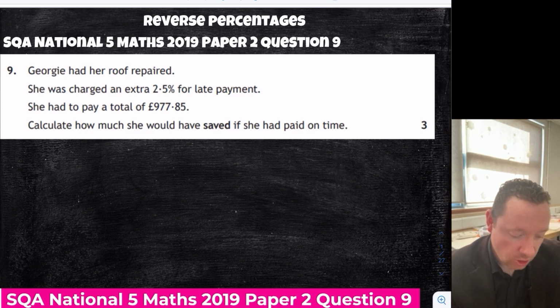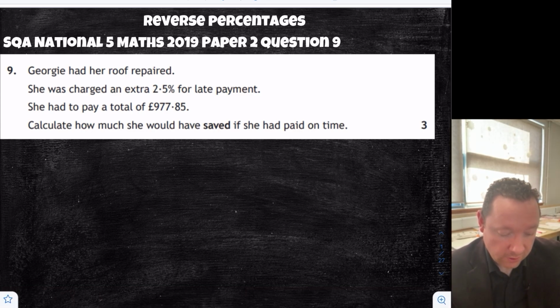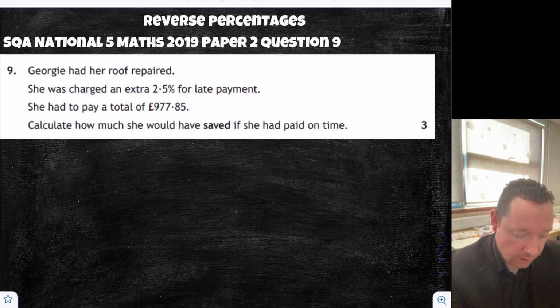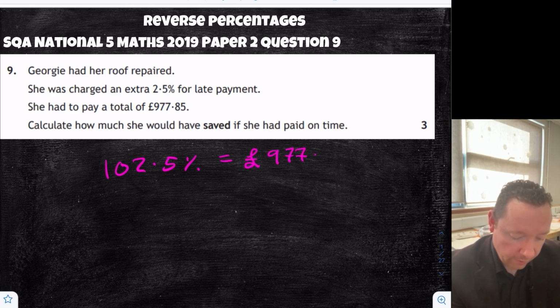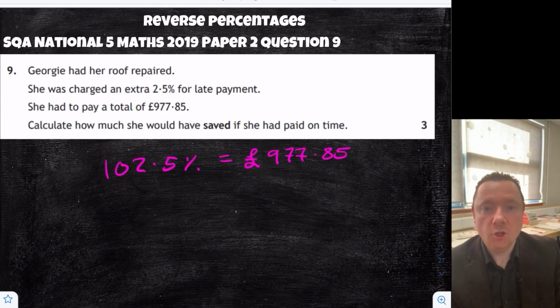Georgia had a roof repaired. She's charged an extra 2.5% for late payment. She had to pay a total of $977.85. How much would she have saved if she had paid on time? So we need to realise that 102.5%, 100 plus 2.5%, equals $977.85.